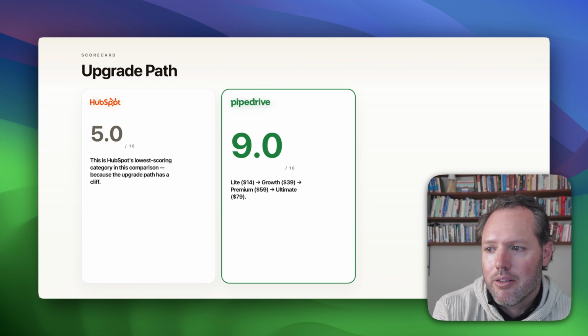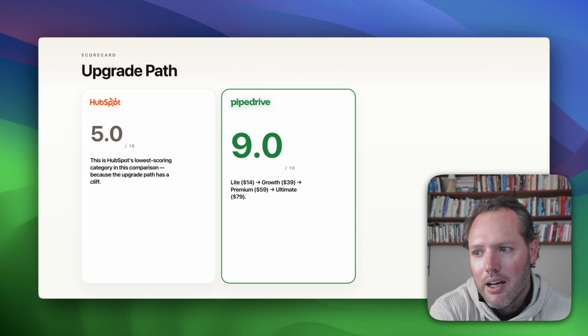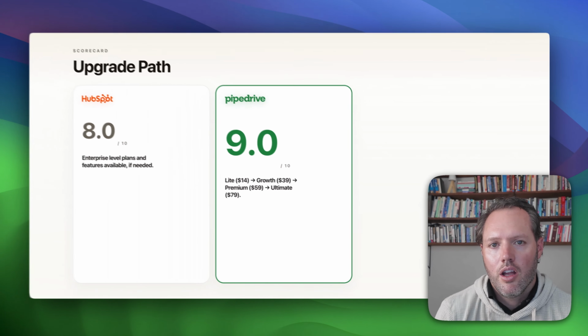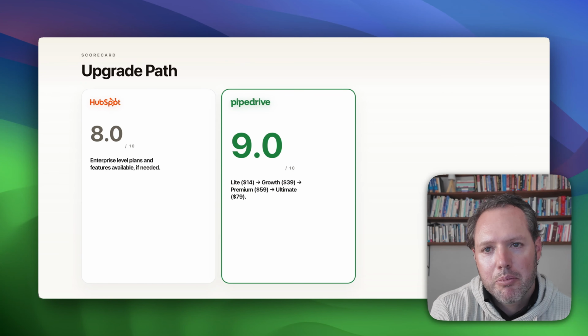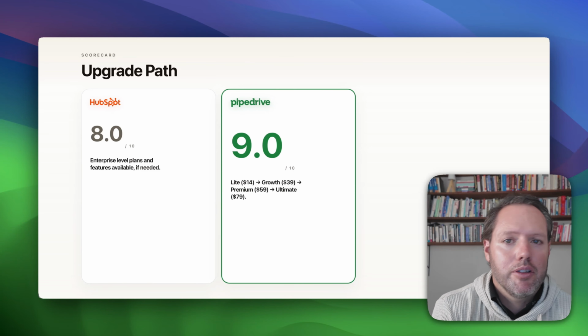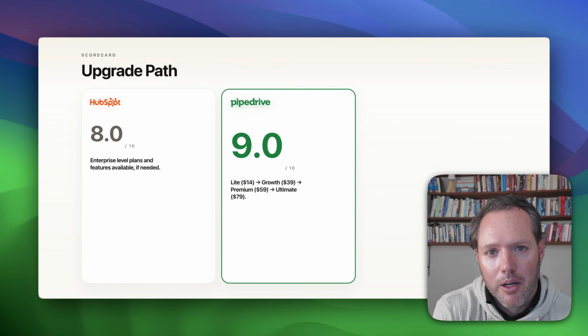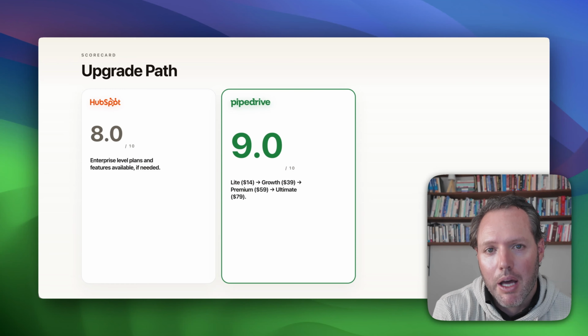So I'm going to give Pipedrive the win here. Actually, in hindsight, though, I shouldn't have given HubSpot a 5 because that goes against what I'm telling you. I'm actually going to change that right here. There we go. So Pipedrive, though HubSpot has those enterprise level plans and features available if you need them. And so if you're a growing company and you want something to grow into, that is actually a huge benefit to HubSpot. So support.